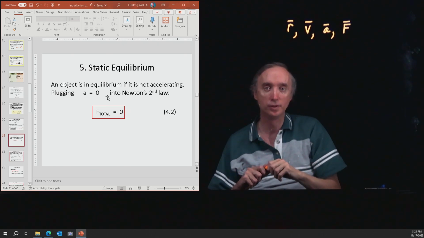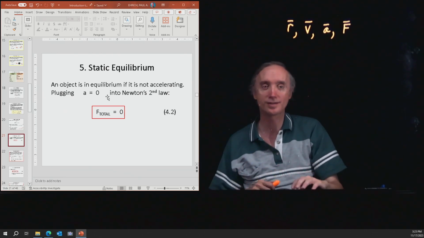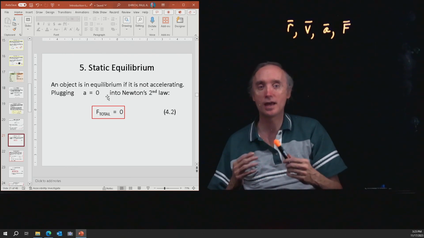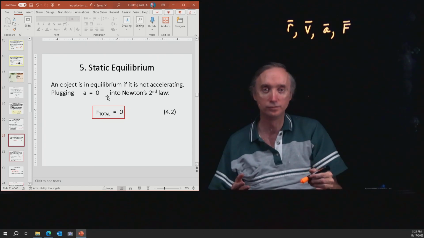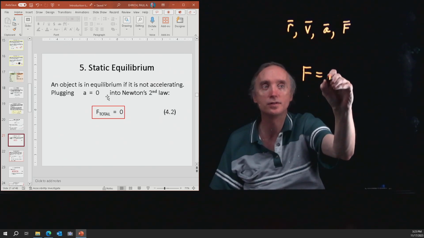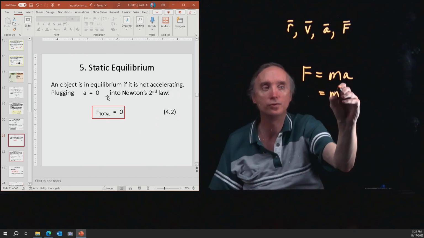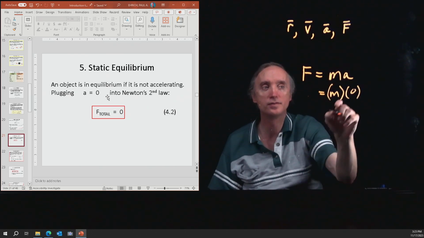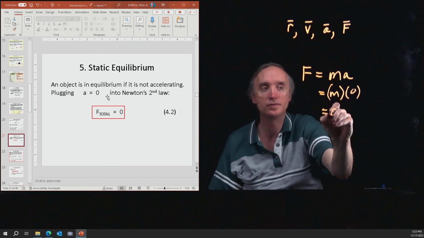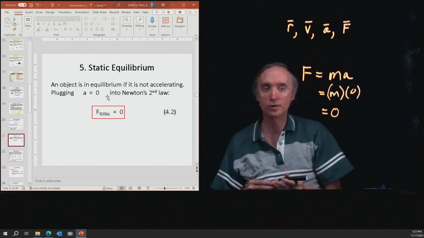Static equilibrium. If an object is in equilibrium, it is not going to be accelerating, so that means a is going to be equal to 0. And so Newton's second law, which is that force is equal to ma: if a is equal to 0, then 0 times anything is going to be 0. So Newton's second law becomes the total force acting on a system is equal to 0. That's when it's in equilibrium.